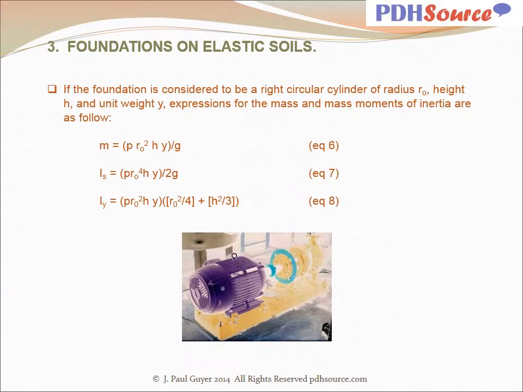If the foundation is considered to be a right circular cylinder of radius r sub o, height h, and unit weight gamma, expressions for the mass and mass moments of inertia are given by equations 6, 7, and 8 indicated on slide 14.